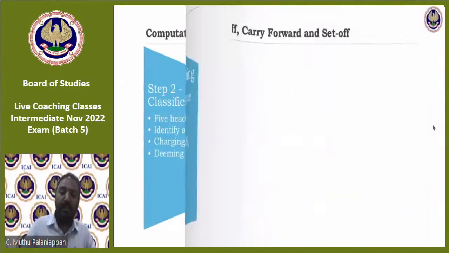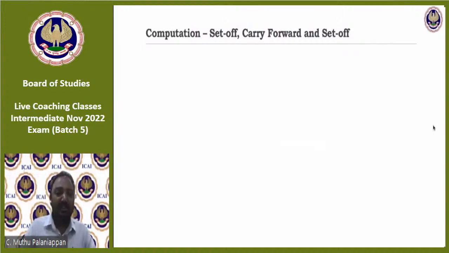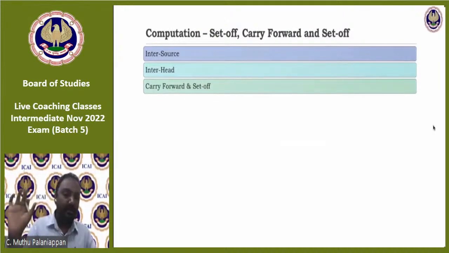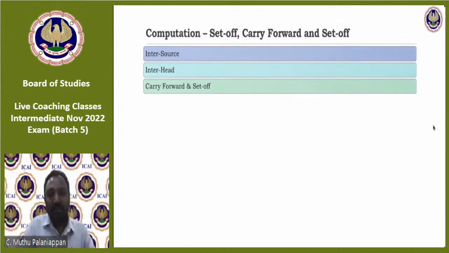So in computation, this becomes the basic. After that, it is about set off carry forward loss. So basically, there are three types of set off carry forward. That is inter-source, inter-head, and then you have carry forward and set off. So when you say inter-source, within the same source. For example, if you have capital gain, what happens between a short-term capital and long-term capital? What can be adjusted? What cannot be adjusted? So that is inter-source. Then inter-head. What happens? Can you adjust business loss with house property, with capital gain? So that becomes inter-head. So what happens to that? And the third one is, I have losses which could not be adjusted in the current year. What is the procedure to carry forward and set off in the earlier years?